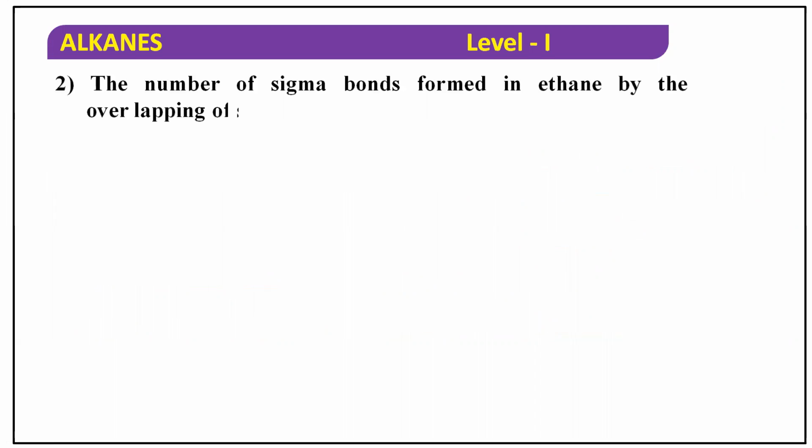The number of sigma bonds formed in ethane by overlapping of sp3 orbitals. Remember, they have given sp3 orbital, not sp3 and s. So you should be careful when this type of question is there. They're not asking about all sigma bonds. They're asking only about sp3 orbital overlap. Try to think it, then I'll discuss it. You can send in the chat box if you are interested.